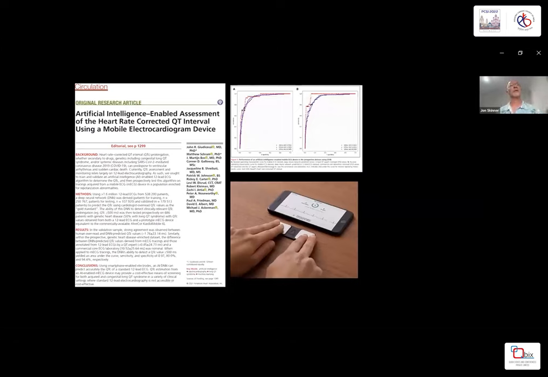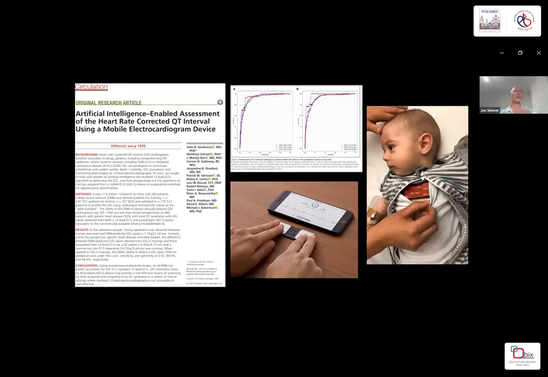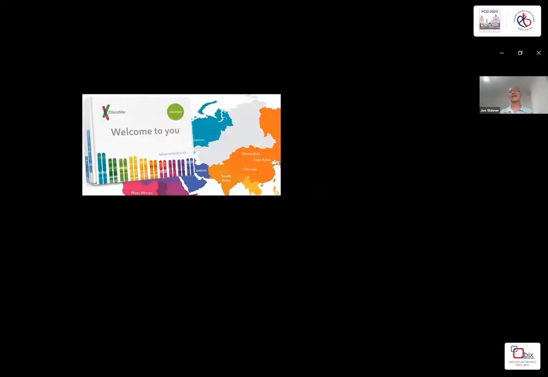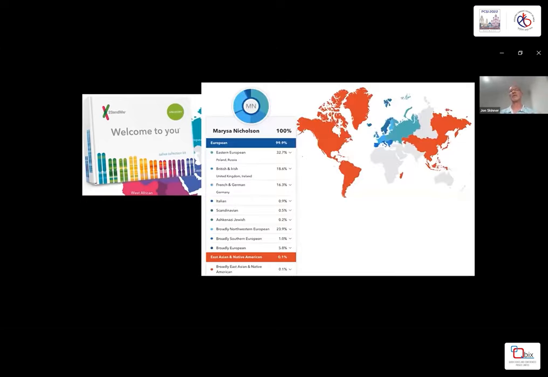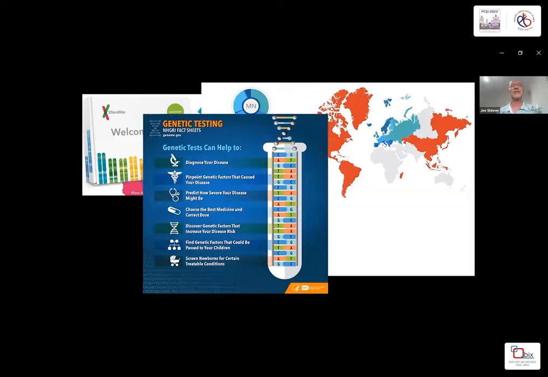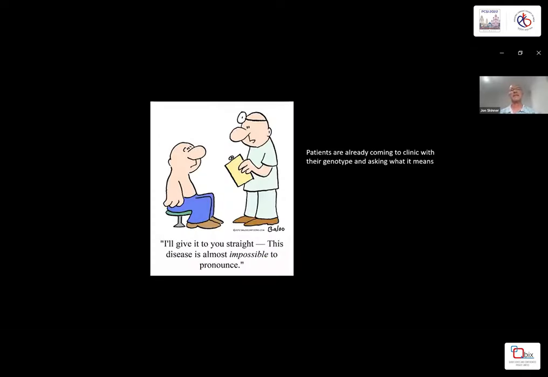And now we're seeing that Mike Ackerman's work at the Mayo Clinic, with the simple cardia device there, is able to detect long QT syndrome even more reliably than your average doctor. So patients can buy one of these, make their diagnosis and turn up at your door. And already in the States and across the world, you can order your own genetic profile, and these will become increasingly more detailed. So patients are already coming to our clinic with their genotype and asking what it means.